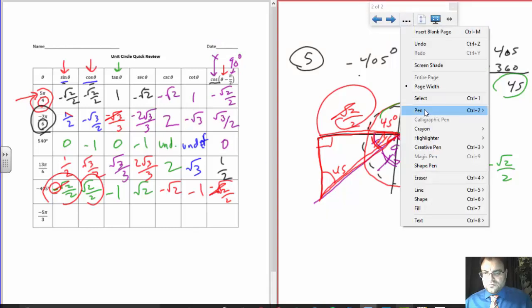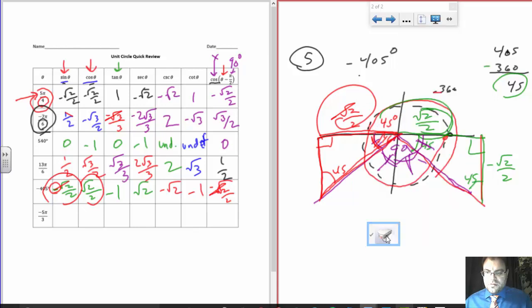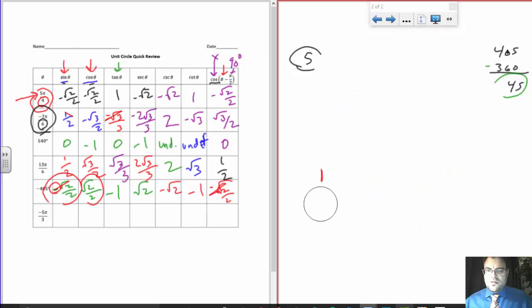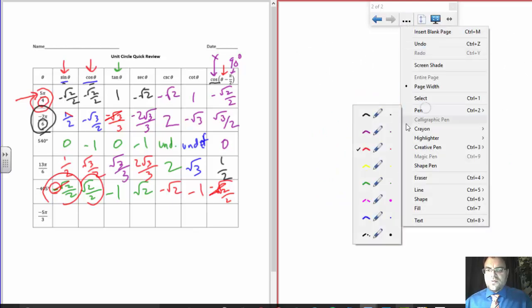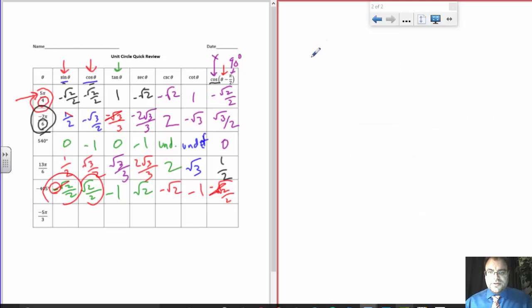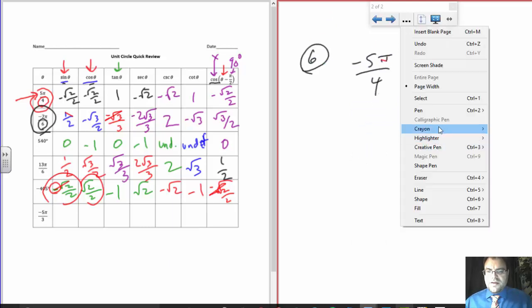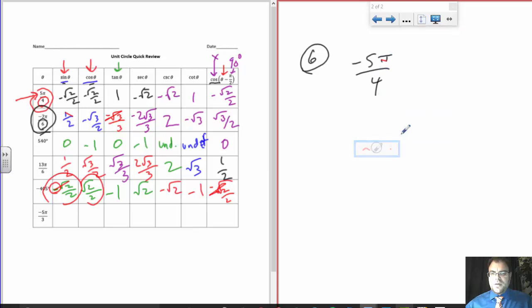Last question. Let's just get the eraser. There we go. And do that. Okay, let's go ahead and do that. And we're on number 6. This is going to be negative 5 pi over 4. I like to use negative angles just to keep you honest. We have negative 5 pi over 4. We're just going to go ahead and locate that on the unit circle. It's a negative angle, so we're going to measure it clockwise. So we're going to say, okay, I'm going to go this direction with it.